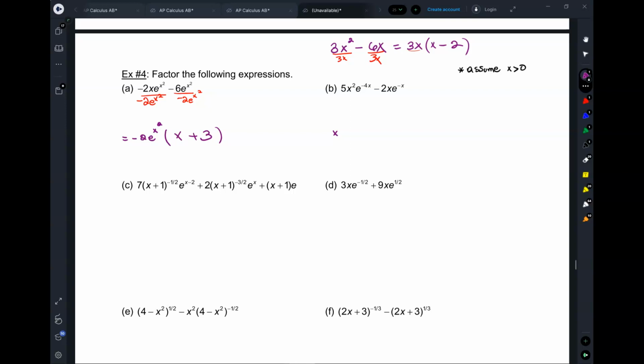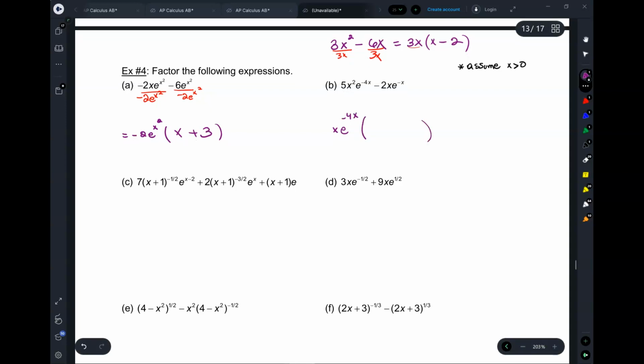So now I have e to the negative 4x and e to the negative x. Of those, if x is positive, which is the smaller exponent? Negative x or negative 4x? Negative 4x is the smaller, right? If x is 5, negative x is negative 5, negative 4x is negative 20, right? So e to the negative 4x. So now I'm dividing by x e to the negative 4x.